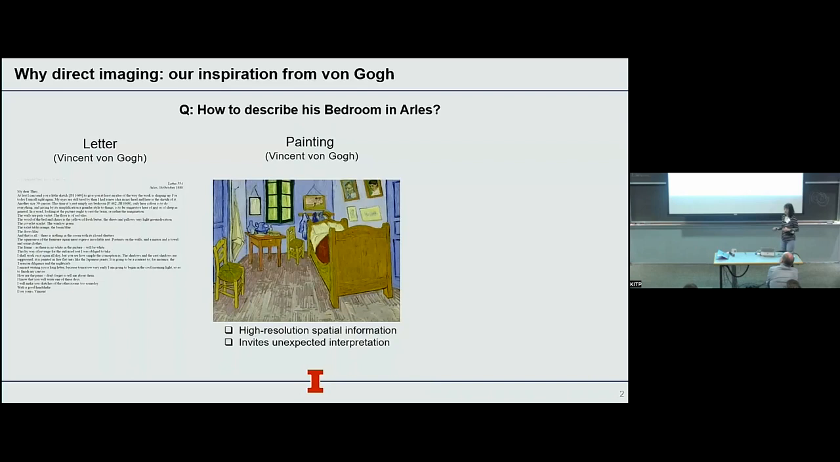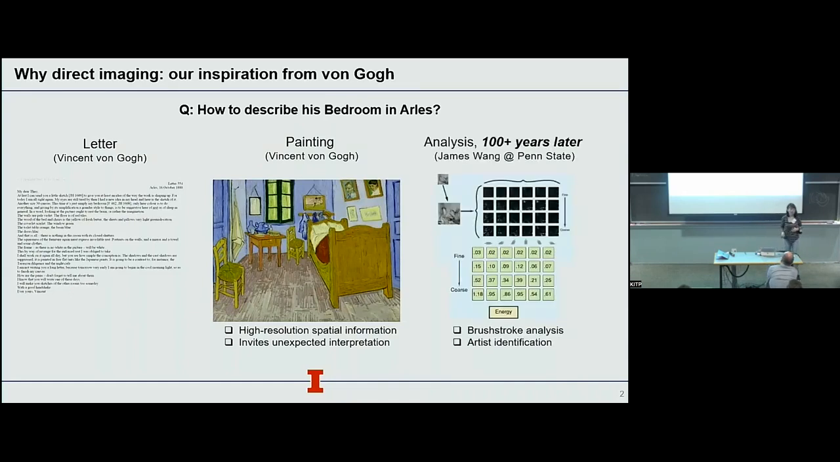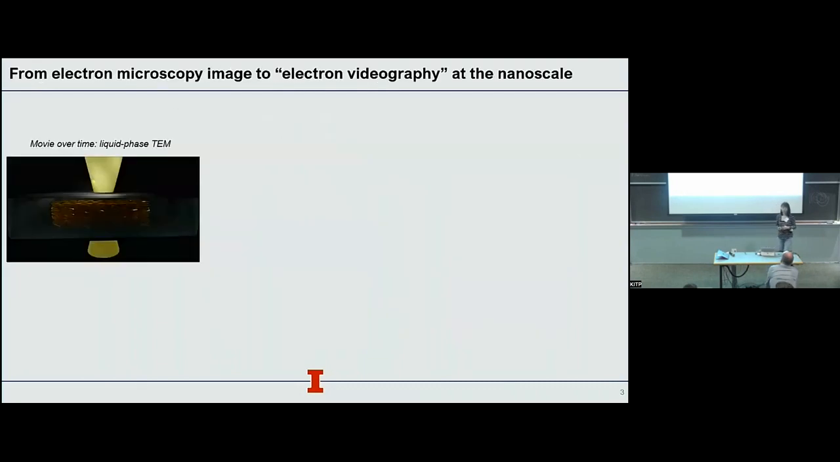In comparison to words, a painting has direct spatial information, and there can be many different ways you can interpret the interplay between light, color, and shadow. So Van Gogh's time did not have computers, but more than 100 years later, with advanced computation power, people are able to revisit this painting to do quantitative analysis on the brush stroke and painting style. So this is the time-enduring beauty if you have one single image. And what I'm going to talk about today is we want to go beyond even just one single image to actually take movies using electron microscopy.